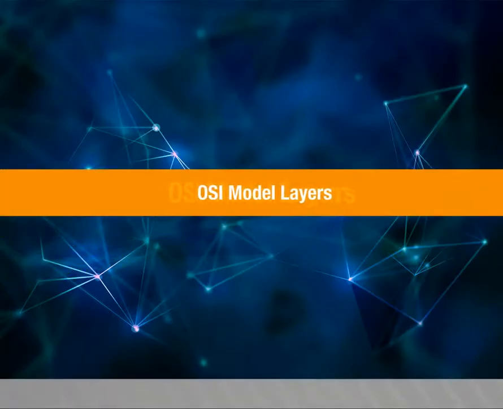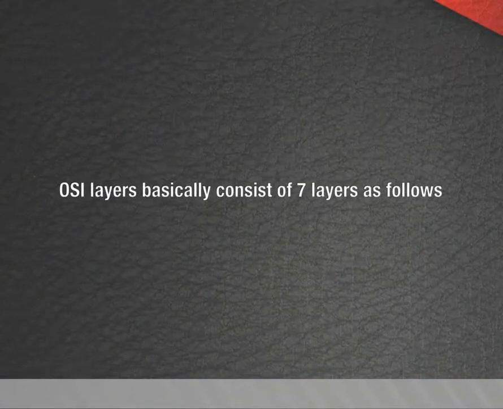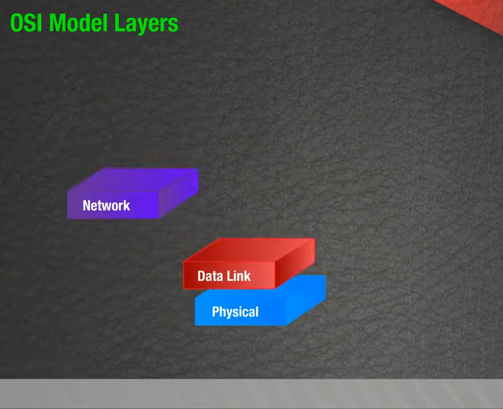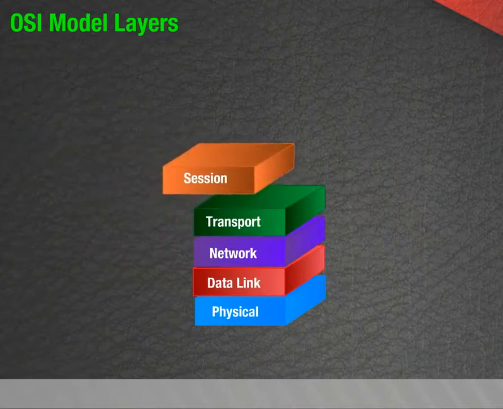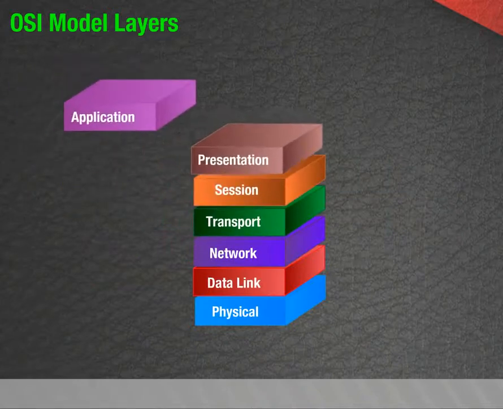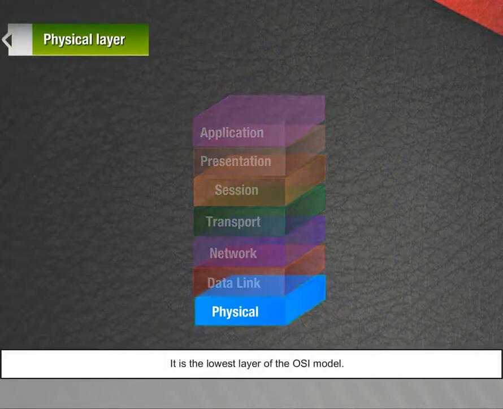OSI model layers. In this video, we are going to learn about the layers of the OSI model. OSI layers basically consist of 7 layers as follows: physical layer, data link layer, network layer, transport layer, session layer, presentation layer, application layer. Physical layer. It is the lowest layer of the OSI model.